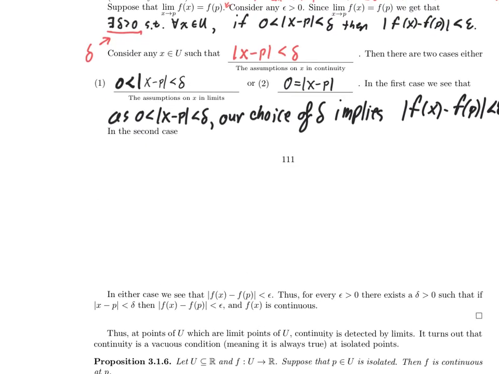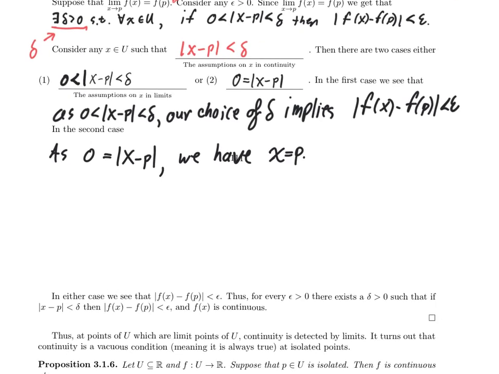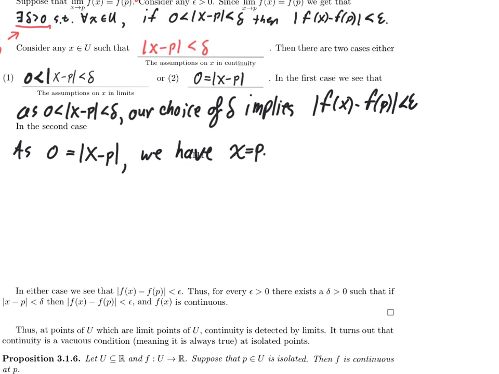In the second case, as 0 is equal to the absolute value of x minus p, we have x is equal to p. And let's think about what the conclusion we want is. We want this conclusion. Well, if x is equal to p, then f of x is equal to f of p.